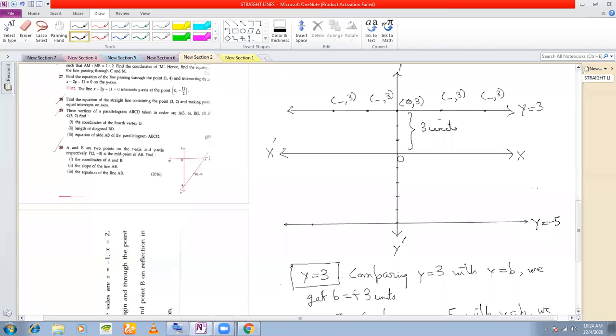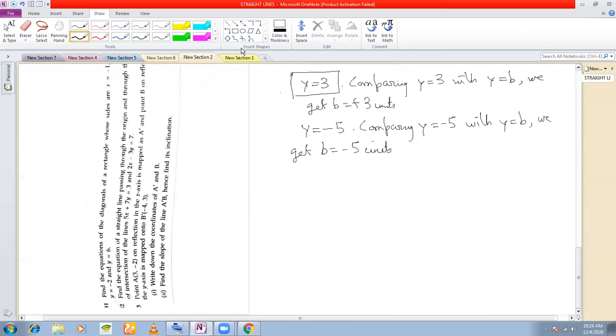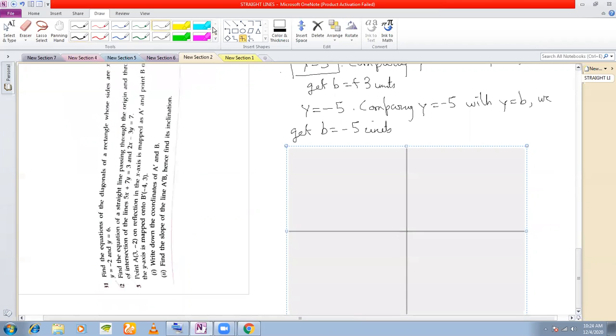Again, note that any point that you take on this straight line will have your y coordinate equal to minus 5. The x coordinate can fluctuate, x coordinate can be anything, but definitely any point that you take will have the y coordinate minus 5. So this is something that you must remember for your problems.